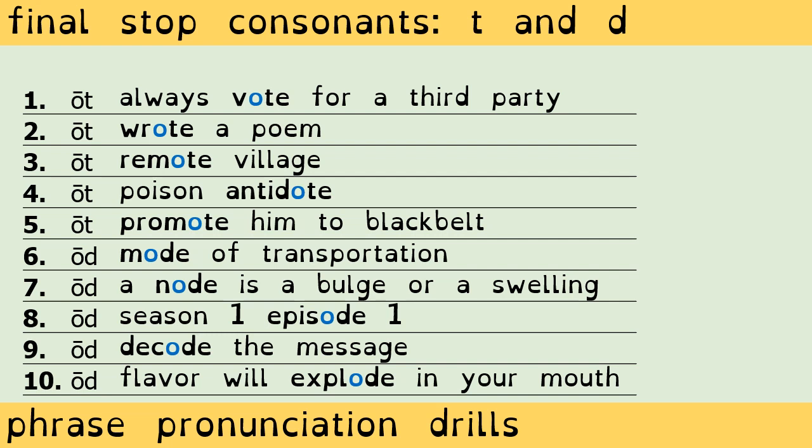The long O sound. 1. Oat. Always vote for a third party. 2. Oat. Wrote a poem. 3. Oat. Remote village. 4. Oat. Poison antidote. 5. Oat. Promote him to black belt.